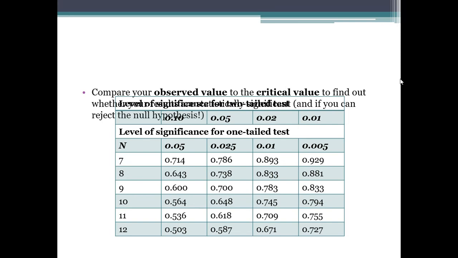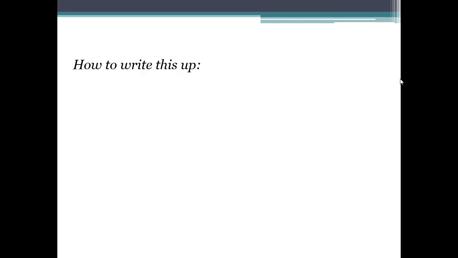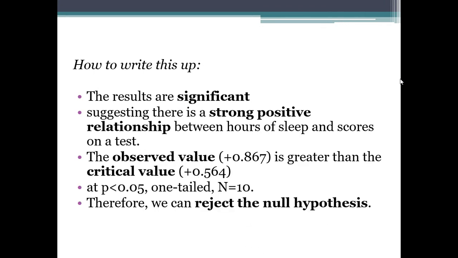You can use the table to work out whether that's significant. So you've got a one-tailed test, 0.05, n is 10. So your observed value is plus 0.867. Your critical value is plus 0.564. For Spearman's, your observed needs to be greater than your critical to be significant. It is. So this is significant, and that's how you would write it up.